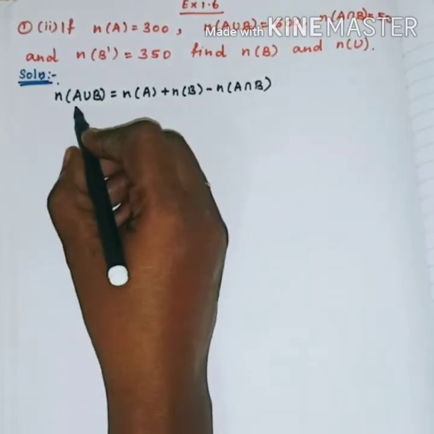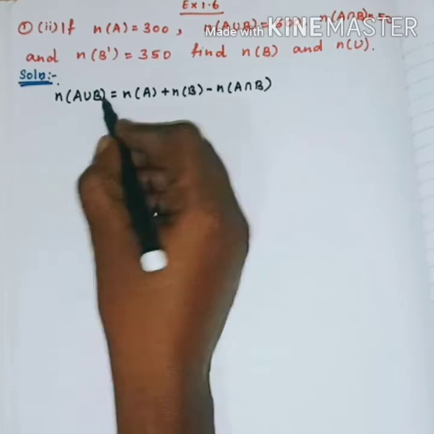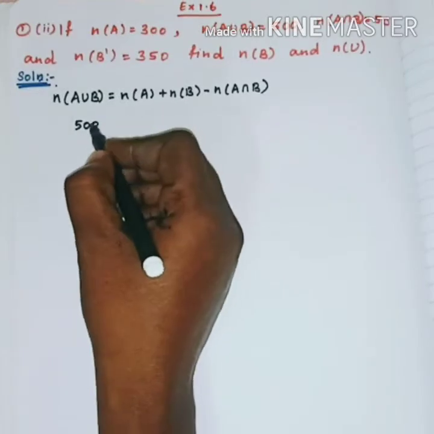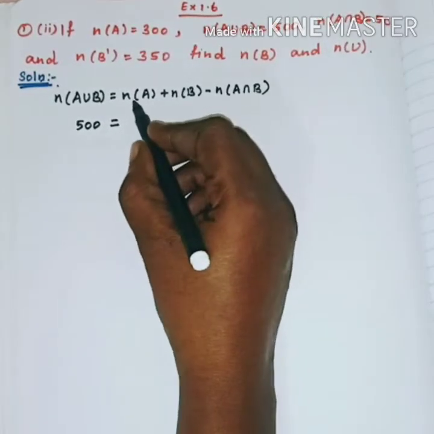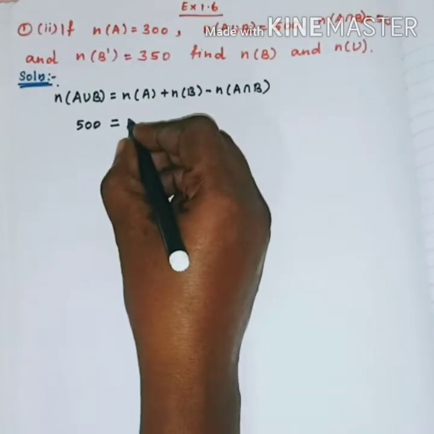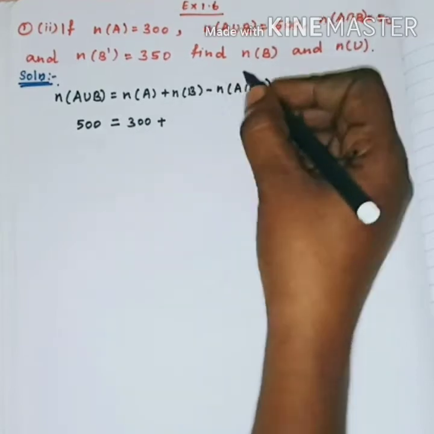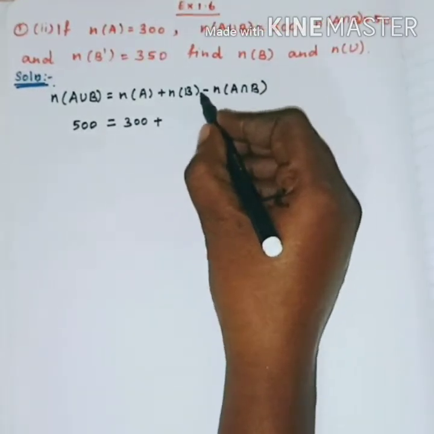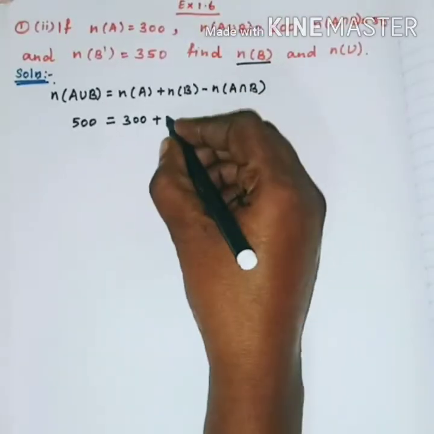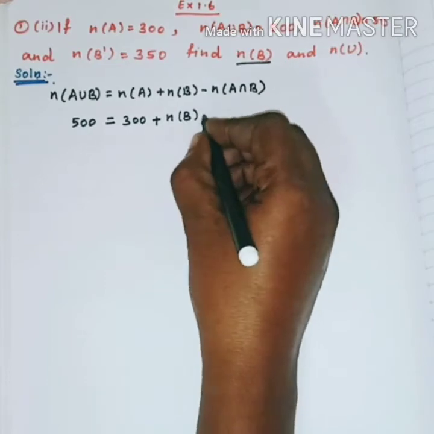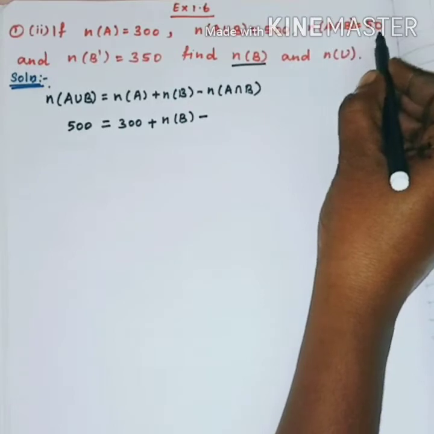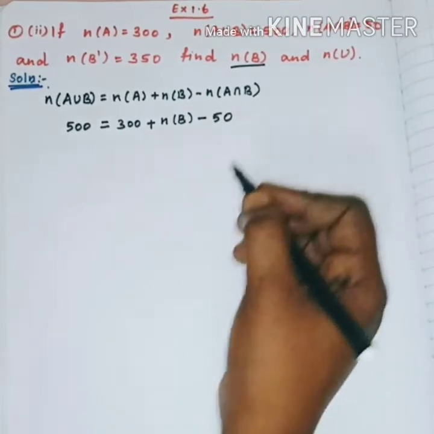Okay, so what is the value for n of A union B? They have given 500. So put the value for n of A union B, which is equal to n of A. What is the value of n of A given in the sum? N of A is 300. Substitute 300 here. And what is n of B? N of B isn't given. We have to find that n of B. Okay, so put n of B as it is, minus n of A intersection B. What is the value for n of A intersection B? It is 50. Substitute here.